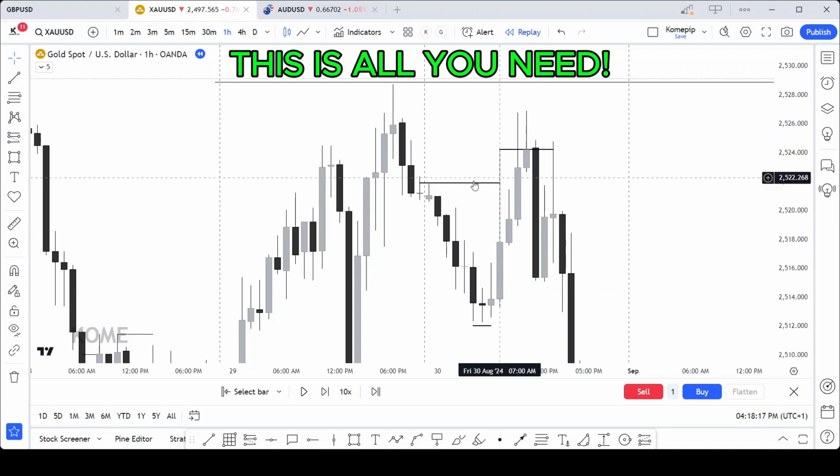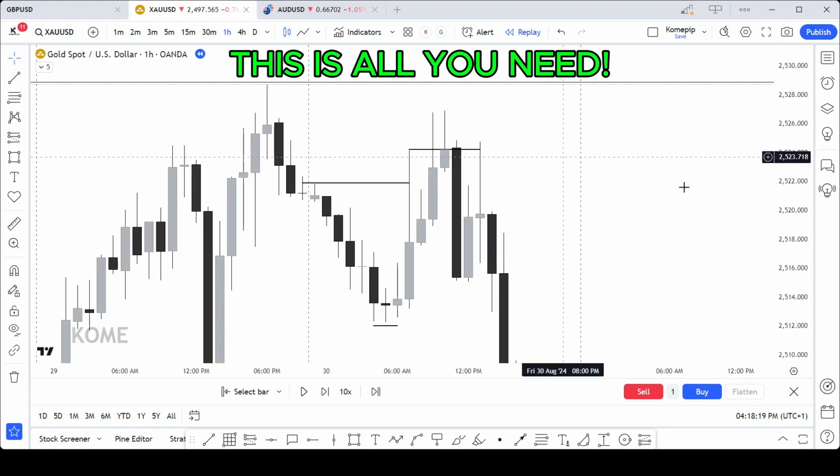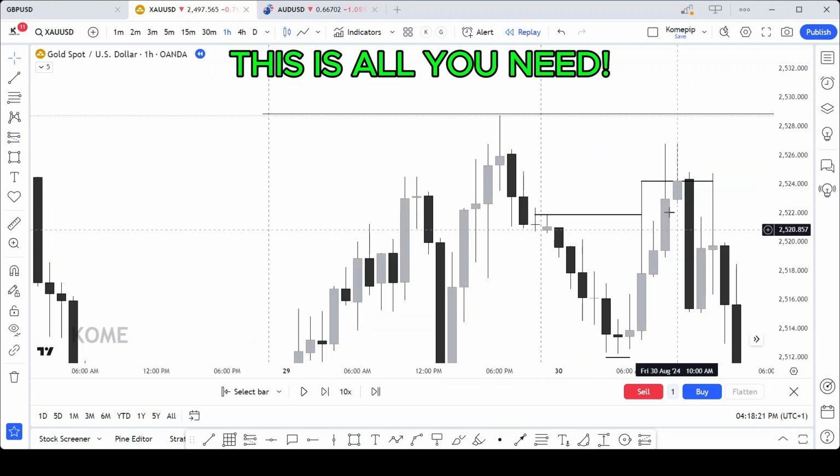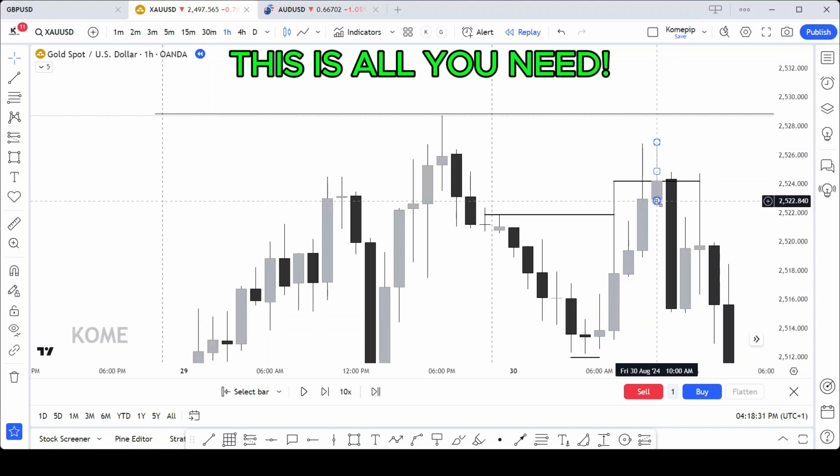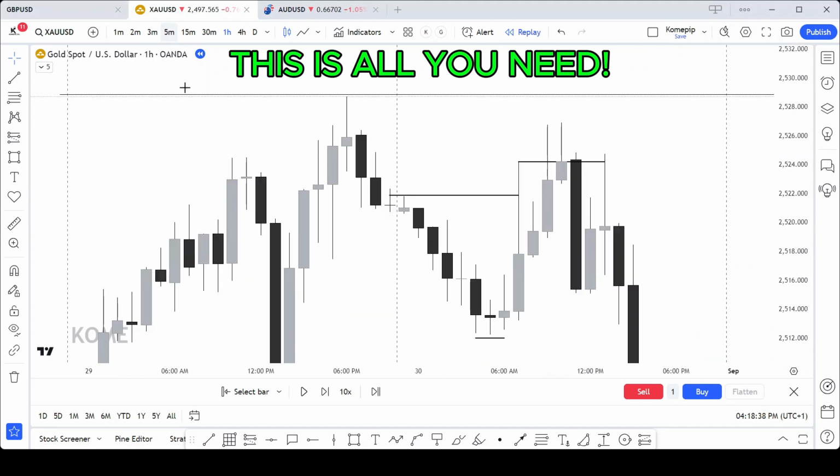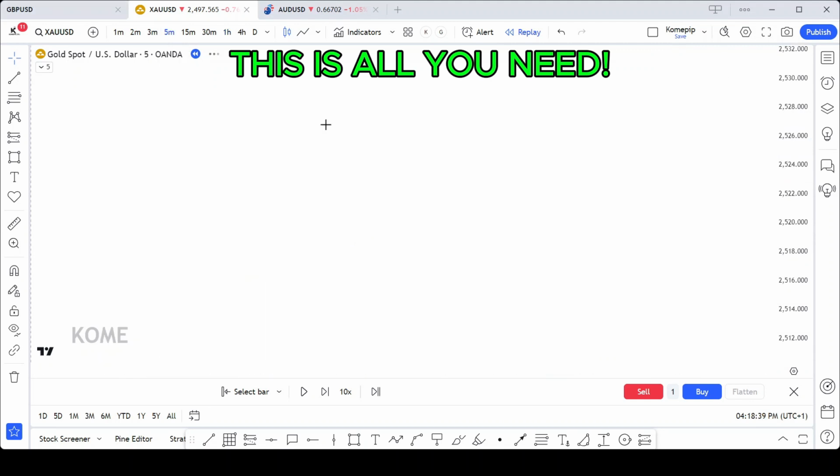So for example, let's say we were able to identify this as our sweep. The 10 o'clock candle swept again, but closed below this candle. So automatically we can start looking for sells from the first minute of the 11 o'clock candle, right? So let's go to the 5-minute time frame and let's do this together.